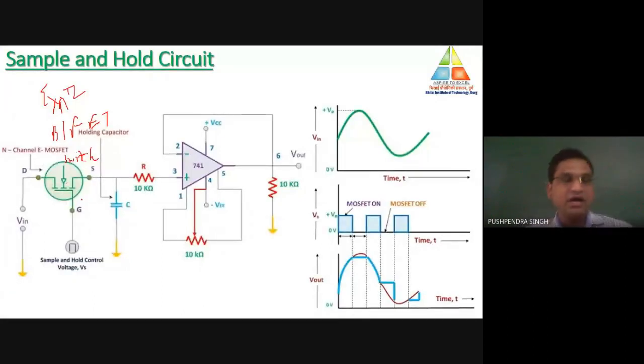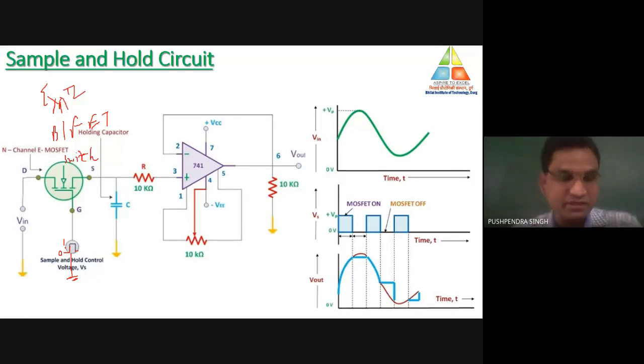How the switch will open and close depends on the level of this control voltage. At the gate terminal of this MOSFET, we are supplying the control voltage, where there are two different levels of this control voltage. One is 0, the second one is 1. So when the level of this control voltage is 1, on that condition, the N-channel E-MOSFET will be in a short-circuited condition.